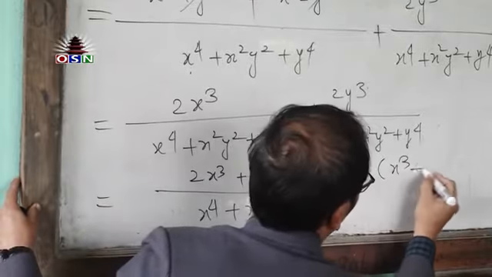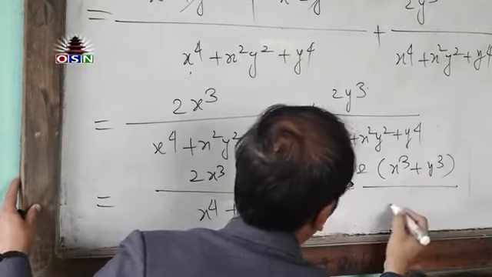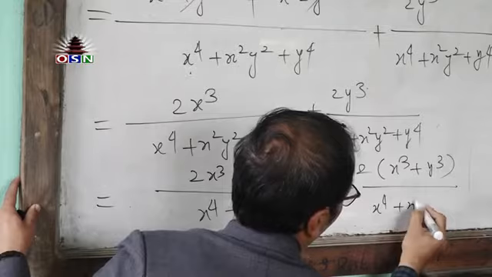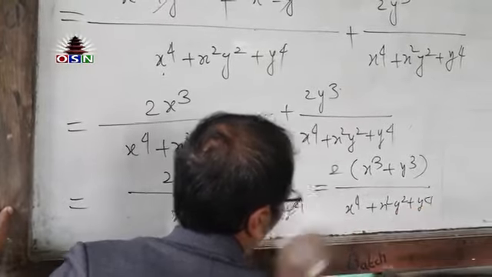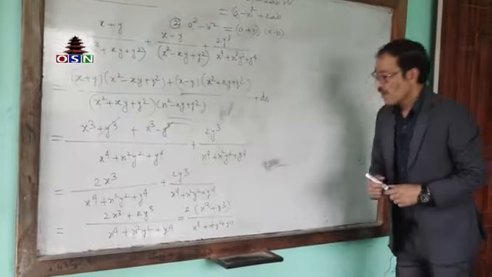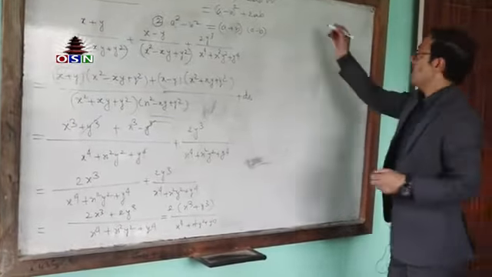You will get x cube plus y cube, x to the power 4 plus x square y square plus y to the power 4. Okay, we are here now. Again, let's see there. 2 we have got here. And x cube plus y cube, this is in the form of a cube plus b cube.